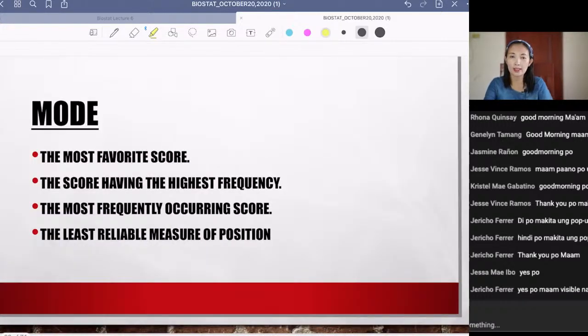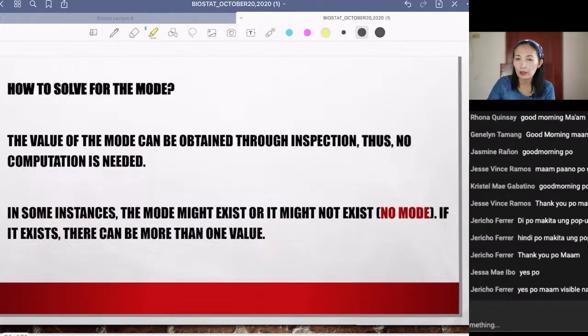Now, we move on to the next, mode. This is the most frequently occurring score, the score having the highest frequency, but it's the least reliable measure of position. How do we solve for the mode? By observation or by inspection. Only by inspection, no computation is needed. In some instances, a mode might exist or it might not exist. If it exists, then there can be more than one value.